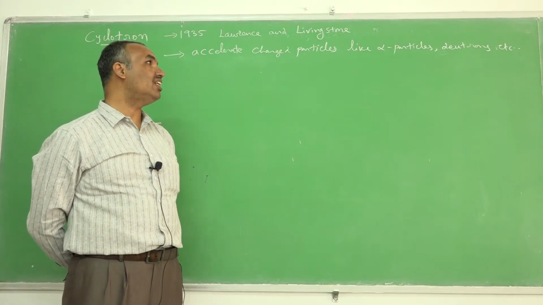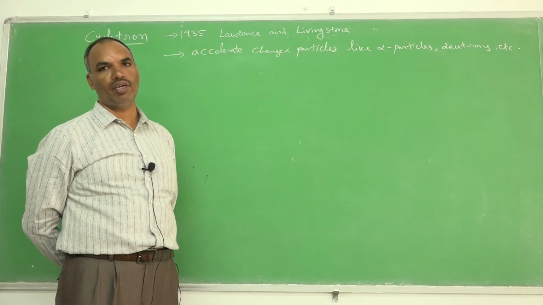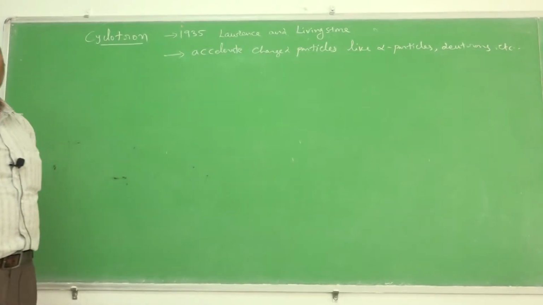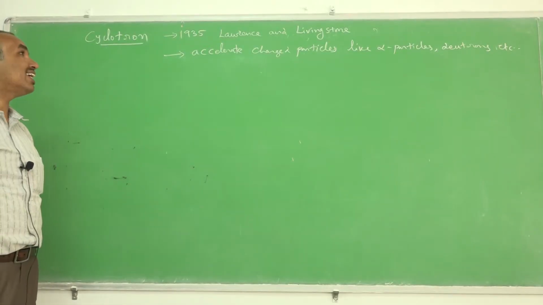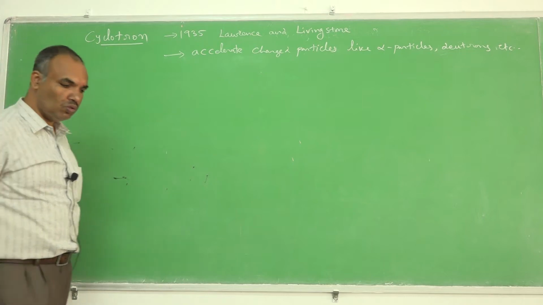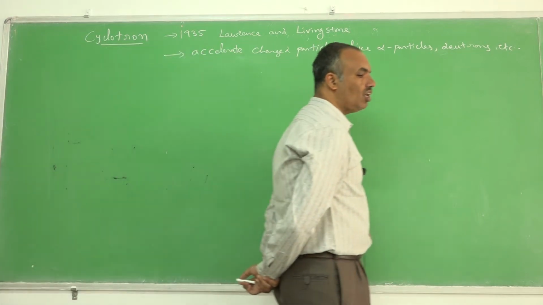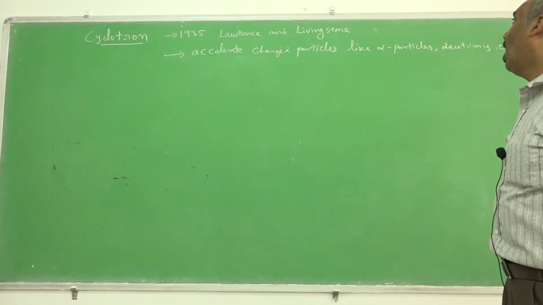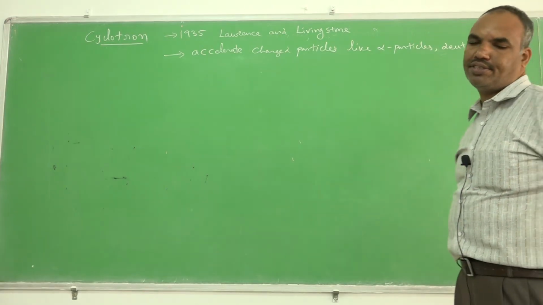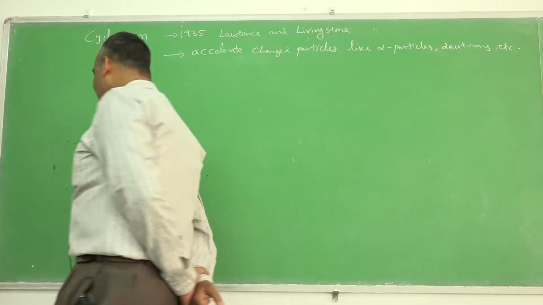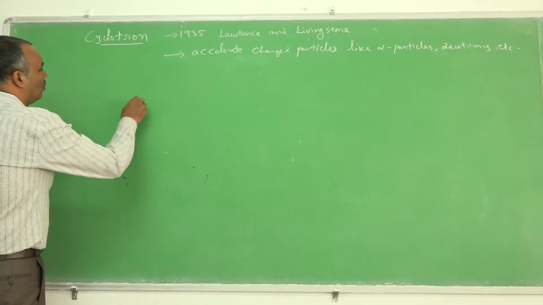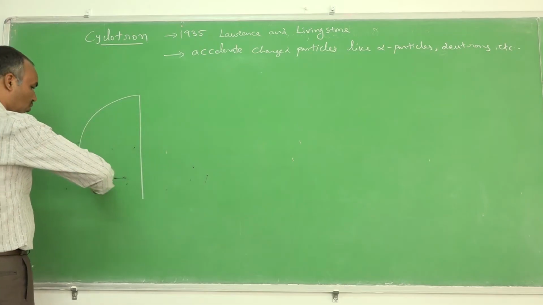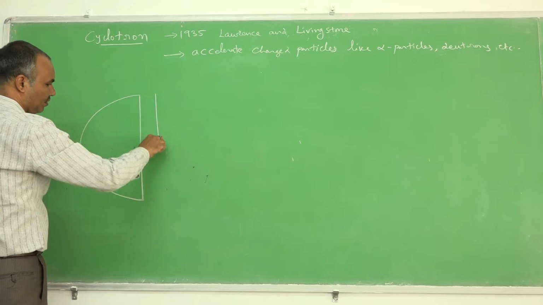So the accelerated charged particles can be generated by a cyclotron. A cyclotron is a particle accelerator which is used to increase the energy of charged particles like alpha particles and deuterons. This cyclotron consists of two D-shaped chambers.